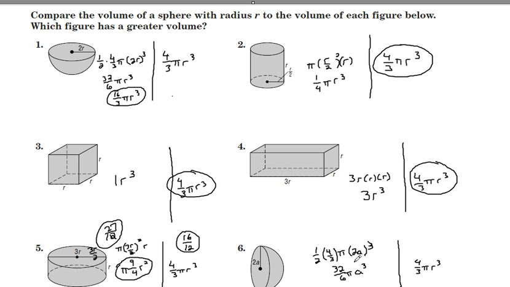Now here it's really kind of hard to compare this. We have 32/6, which would be bigger than 4/3, just like in number 1. The thing we don't know is what is a and what is r. Those are two different variables. There's nothing guaranteeing one is bigger than the other. So we'll say on this one we just can't tell. And there we are.